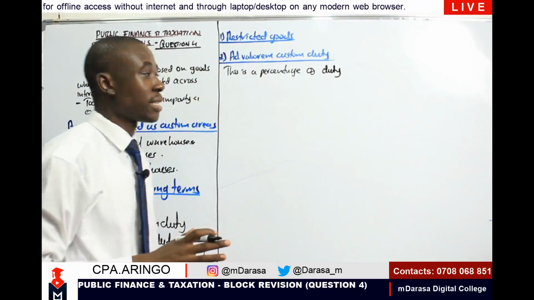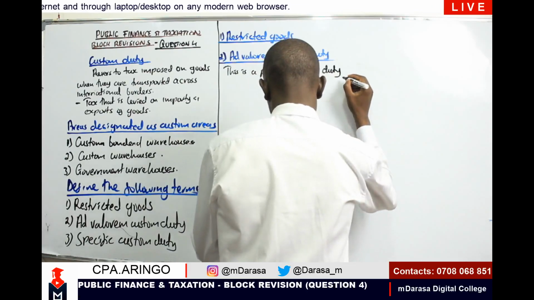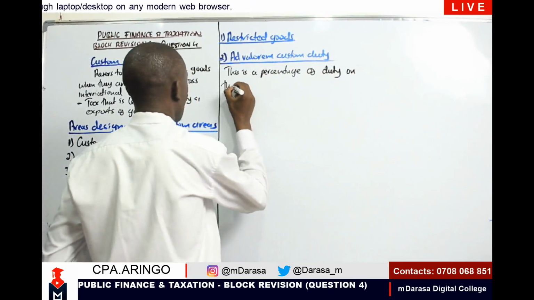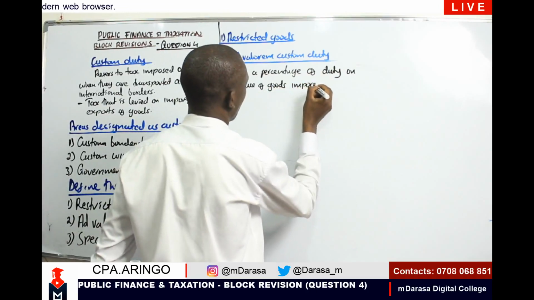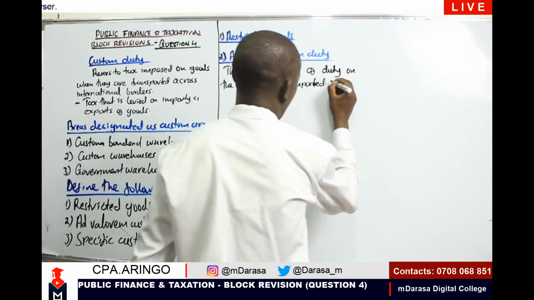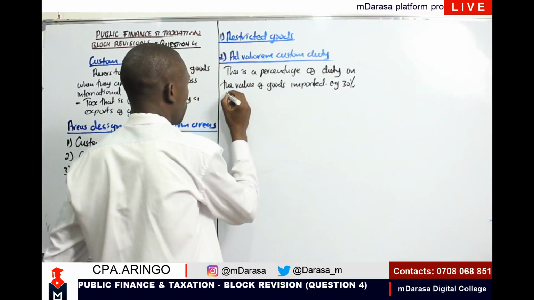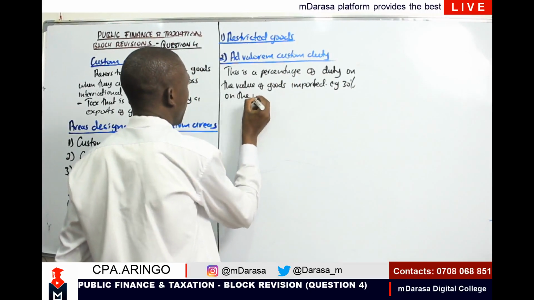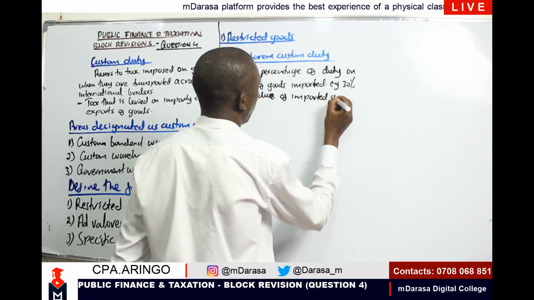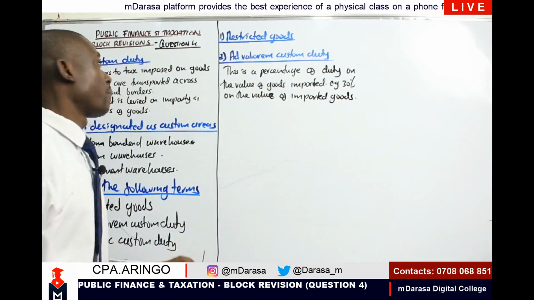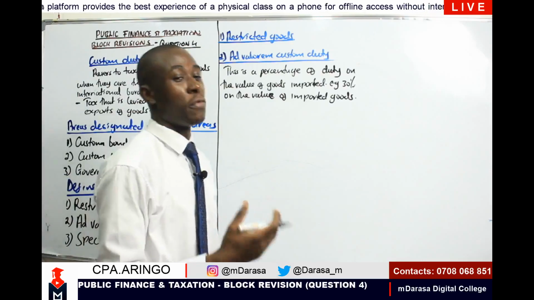My good student, you are saying that ad valorem tax is a percentage of duty on the value of goods imported. E.g., 30% on the value of imported goods. So we are saying that this is a percentage of duty on the value of goods imported.